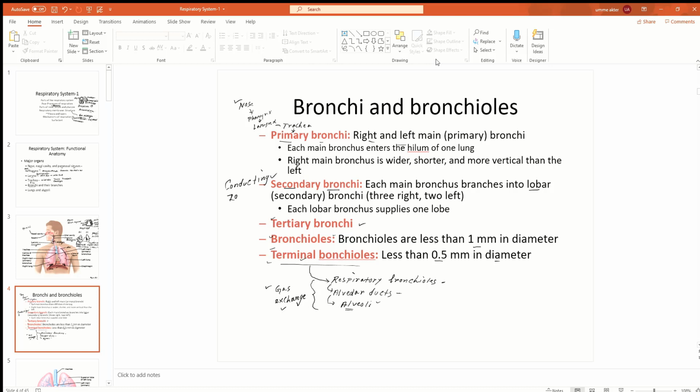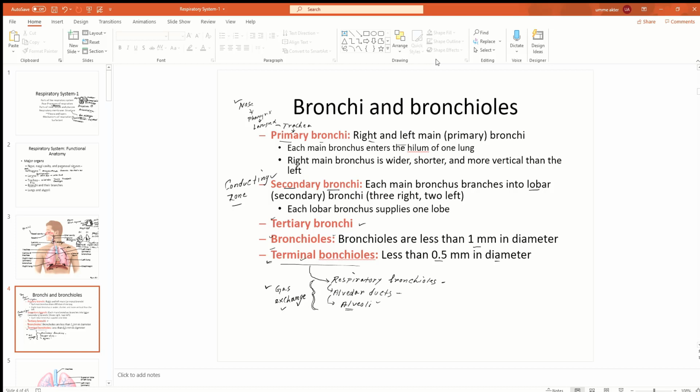or conducting zone. Why do we say from the nose all the way to the terminal bronchioles is the conducting zone? Because these structures are only to transport the air from the outside to the gas exchange structures. No gas exchange occurs in these structures. Gas exchange only occurs in these last three structures.